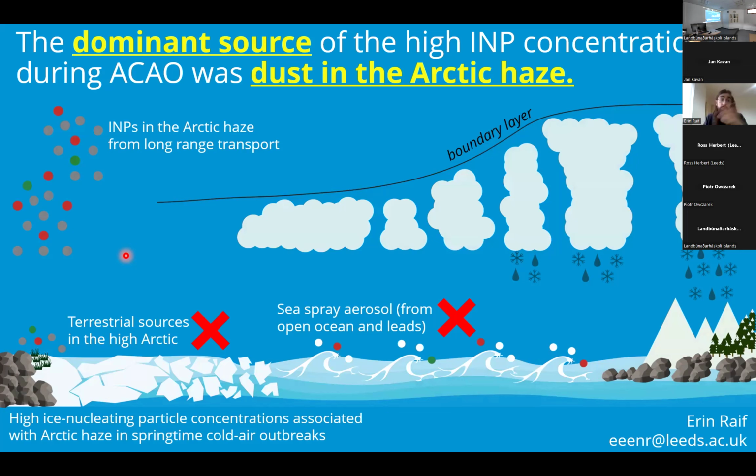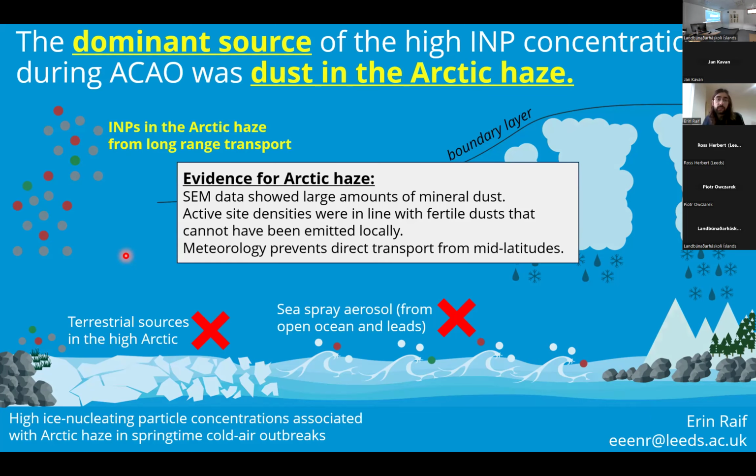So this dust, and Ross has mentioned that a lot of the Arctic dust load is from lower latitudes, this dust has come in from far off. Evidence for this was that we saw lots of it on the scanning electron microscopy, and our active site densities, again, are in line with these. Just note that the meteorology on these days prevented any direct transport from, say, the Scandinavian peninsula, so that route may be ruled out.